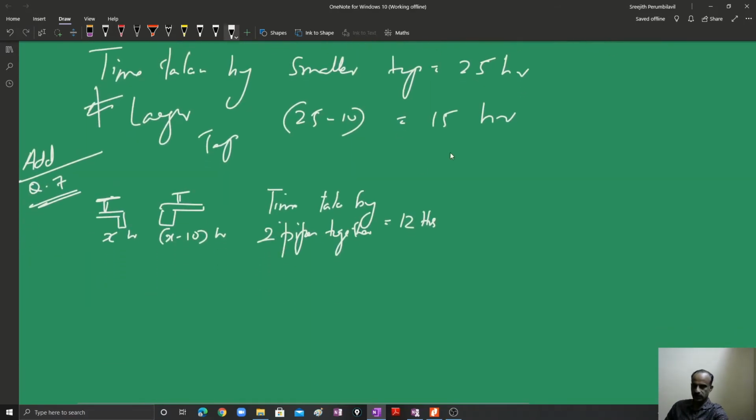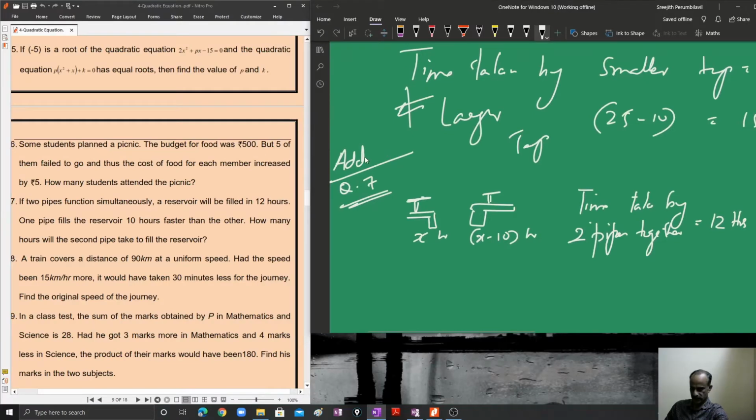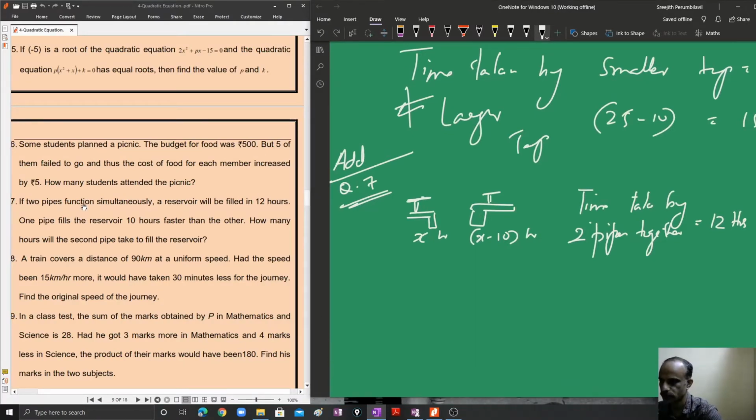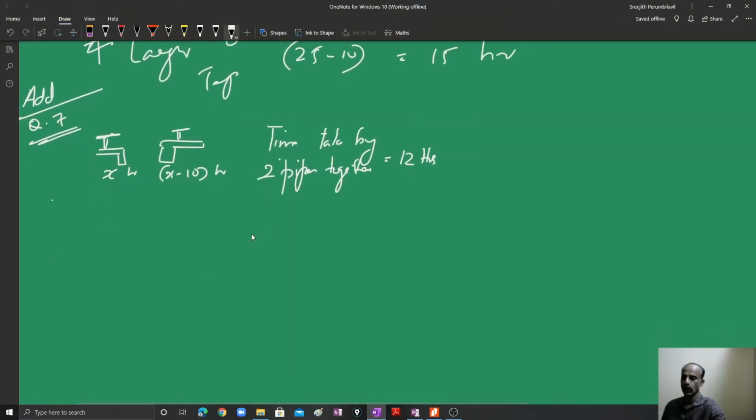But let us read the question once again. How does the question read? If two pipes function simultaneously, a reservoir is filled in 12 hours. One pipe fills 10 hours faster than the other. How many hours will the second pipe take? Here we don't need to find both, just find the second pipe alone.